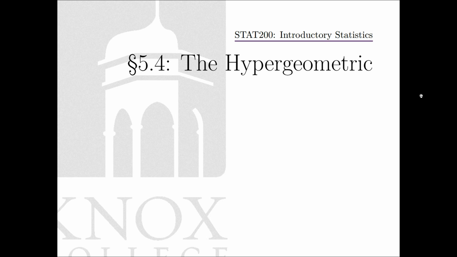Hello and welcome to the last section of Chapter 5. This will be the last named discrete distribution we'll be working with. It's called the hypergeometric. This is featured in Lab B.